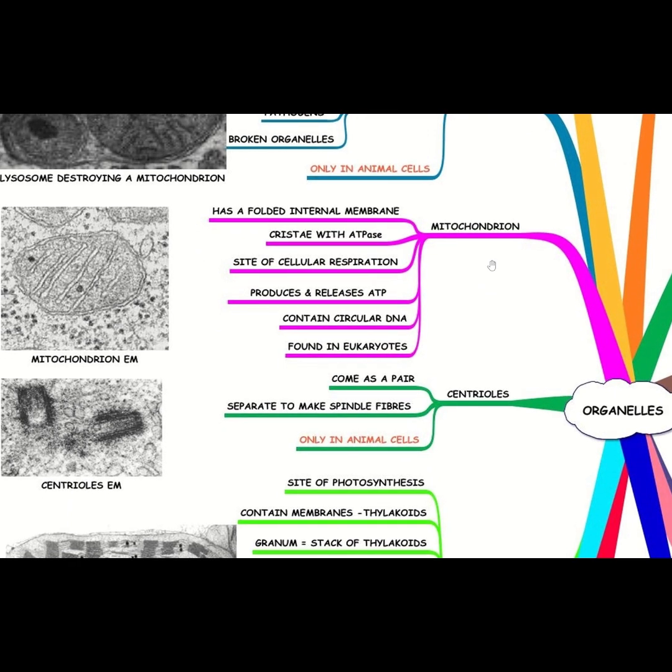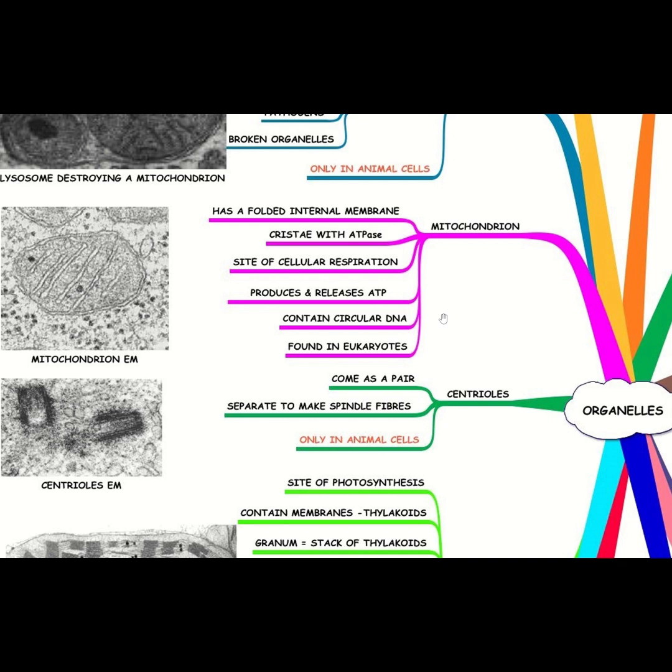The mitochondrion is found in all eukaryotic cells. It has a folded internal membrane. The folded internal membrane is called the cristae, and it's dotted with ATPase, which is the enzyme that is responsible for making ATP. Therefore, we say it's the site of cellular respiration or even the site of ATP synthesis. So it produces and then releases ATP. It doesn't store the ATP, it pumps it around the cell to be used for active processes.